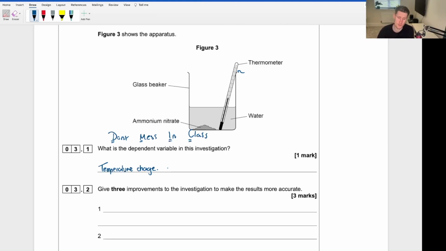Three improvements we could make to make our results more accurate. Well, a glass beaker is pretty rubbish in terms of insulating. So we could change this for a polystyrene beaker, or we could insulate it ourselves. So I would say use a polystyrene cup or beaker instead of a glass beaker.